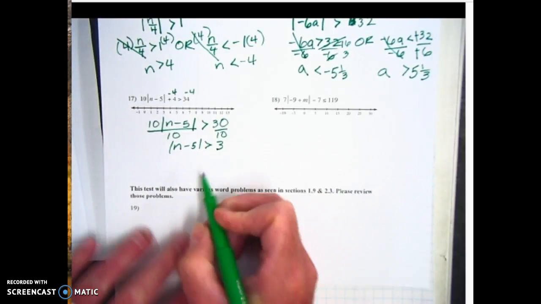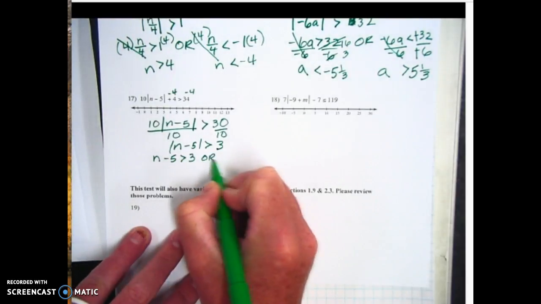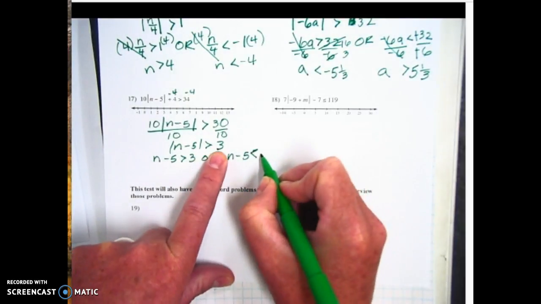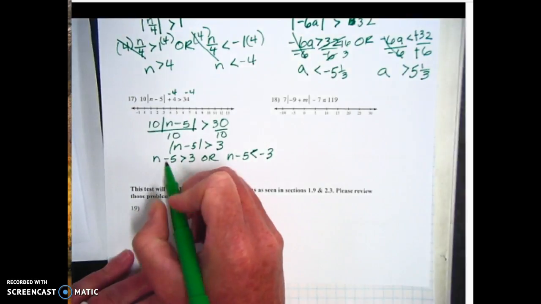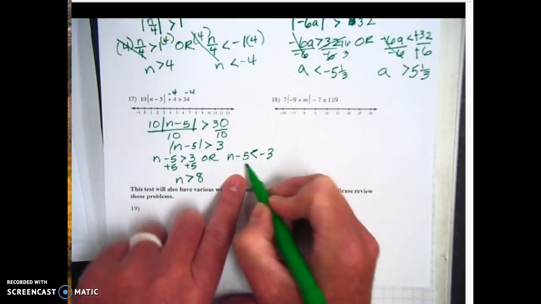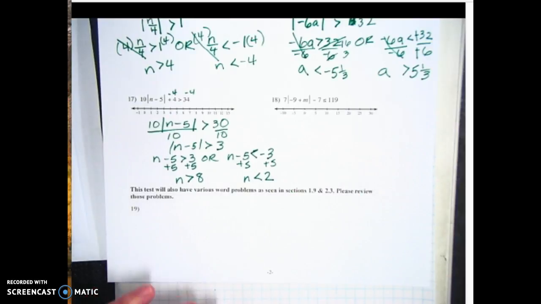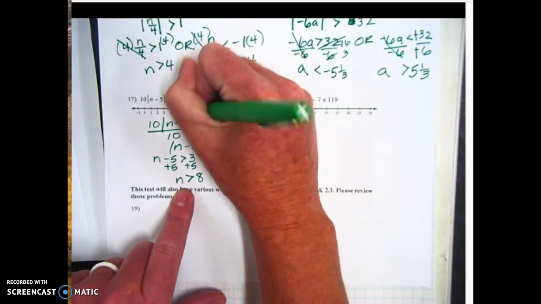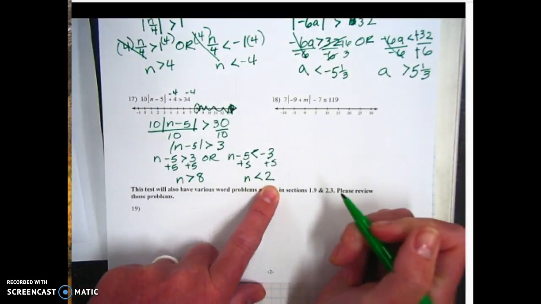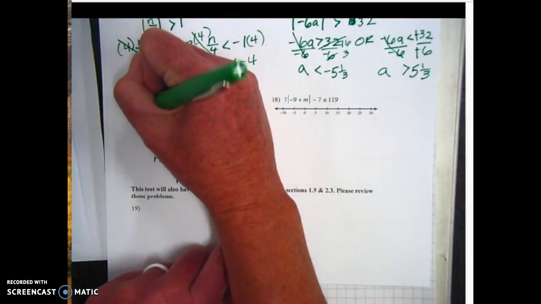Because of the greater than, I rewrite it as n minus 5 greater than 3, or n minus 5, reverse it to less than, switch the sign to negative 3. Solve them separately. So add 5, n is greater than 8, add 5, n is less than 2. So when we go to graph it, at positive 8, we have an open circle, greater than, shaded to the right. And at positive 2, so down here, open circle, less than, so shaded to the left.